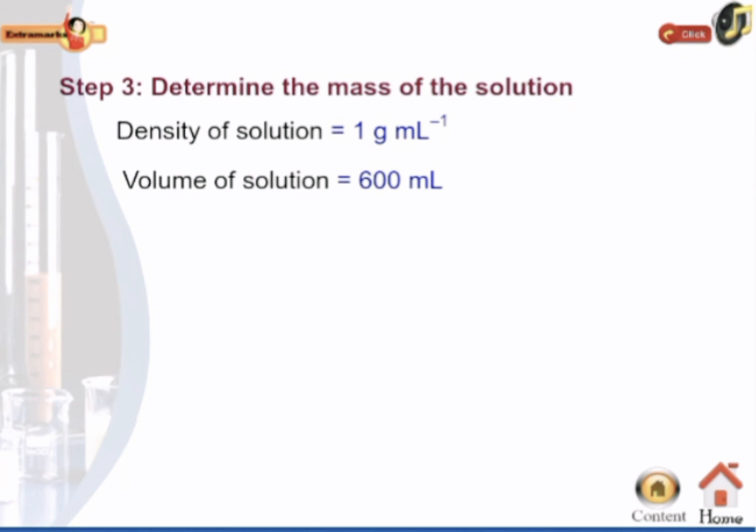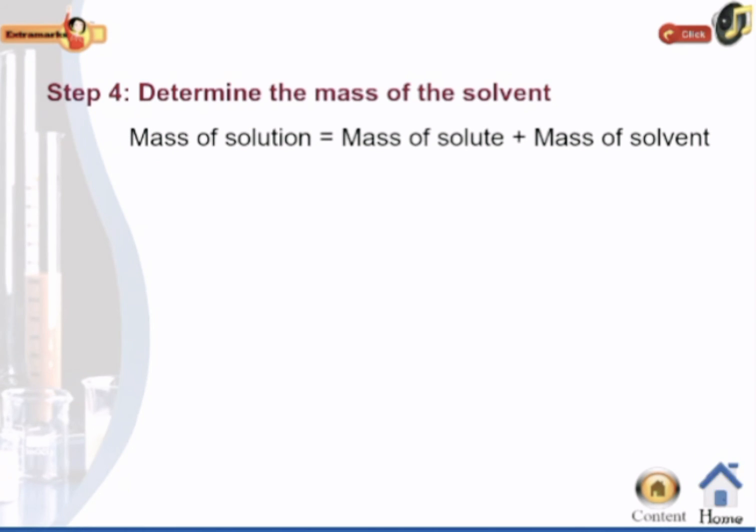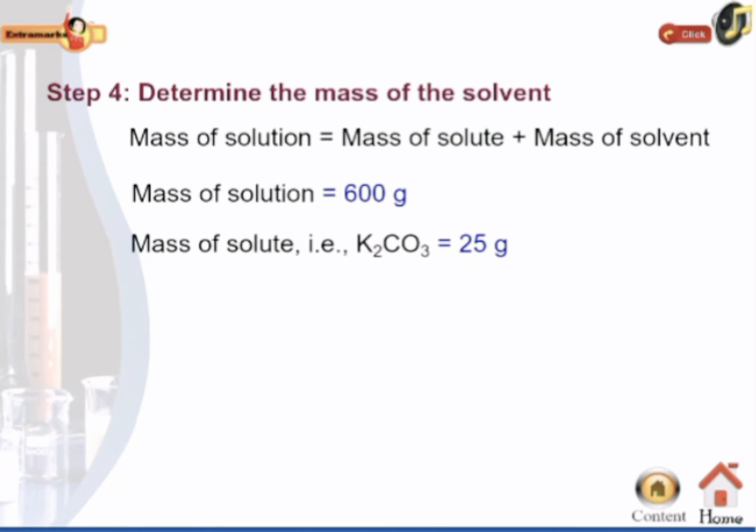Step 3. Determine the mass of the solution. We are given the density of the solution as 1 gram per milliliter. Step 4. Determine the mass of the solvent. According to the formula, the mass of solution is equal to the mass of solute plus mass of solvent. We have mass of solution, which is equal to 600 grams, and the mass of solute as 25 grams.